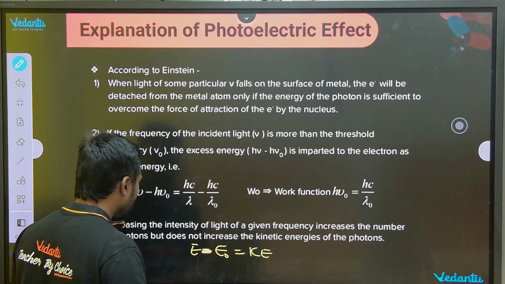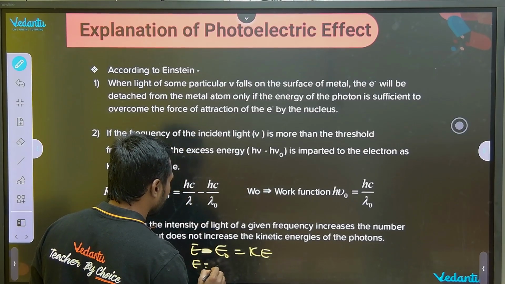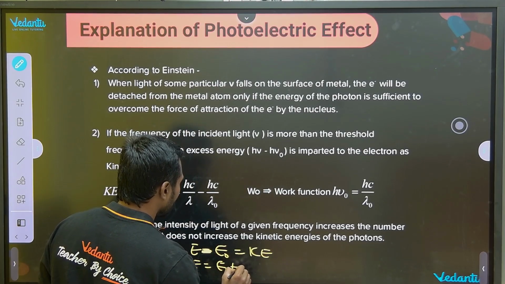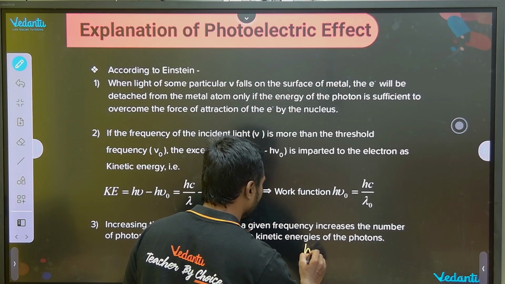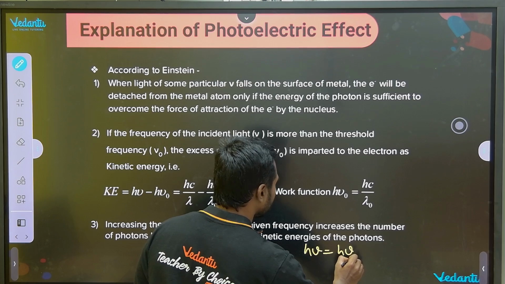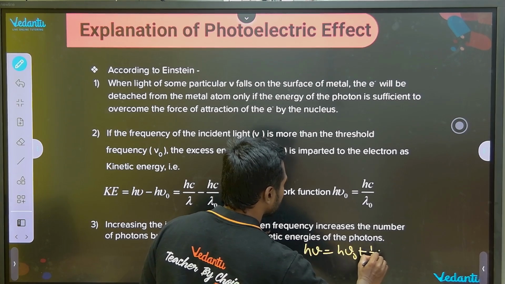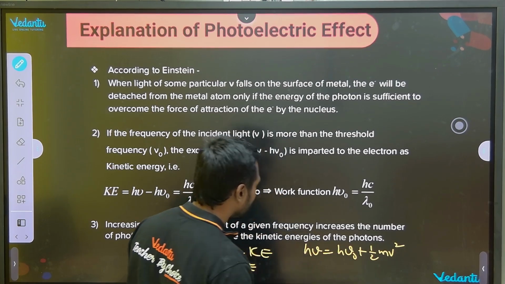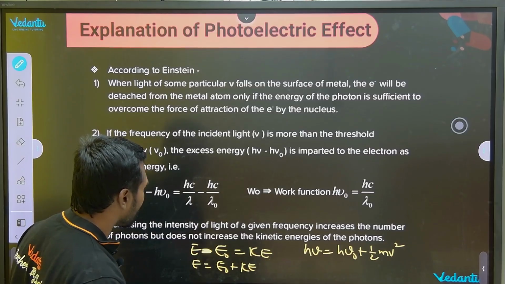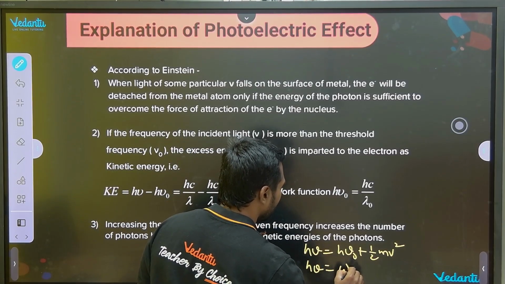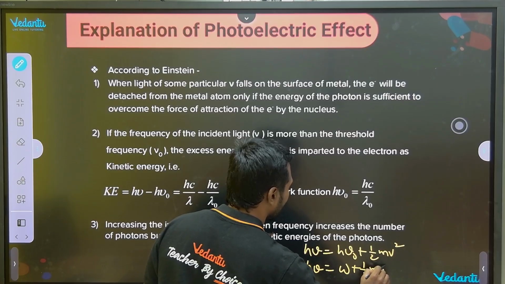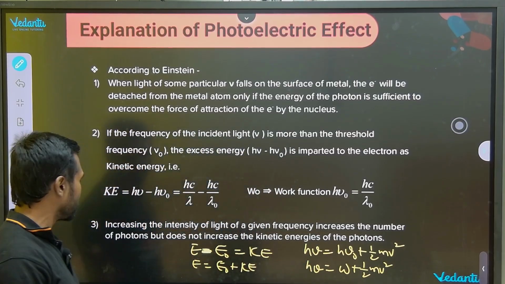So here we write E is equal to E naught plus KE, kinetic energy. Now E we know is h nu. h nu is equal to h nu naught plus kinetic energy, which is half mv square. We can also write h nu is equal to W plus 1 by 2 mv square, where W is the work function.